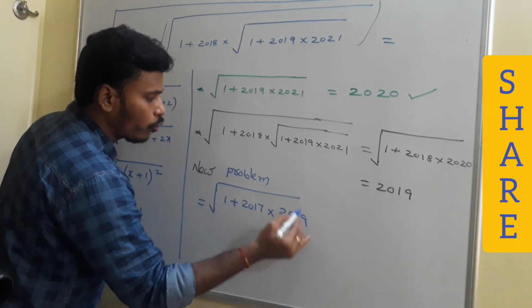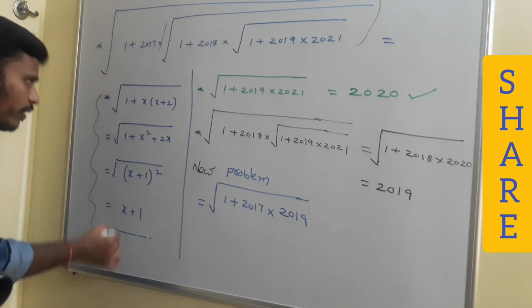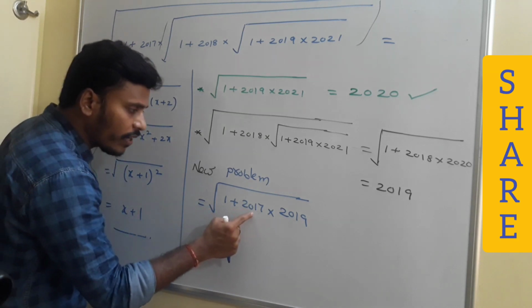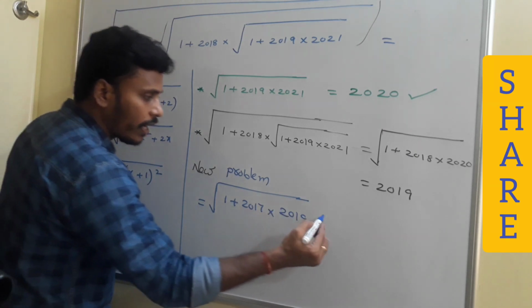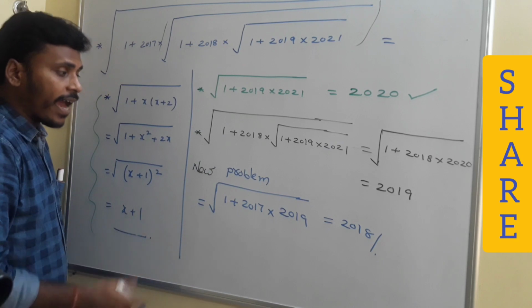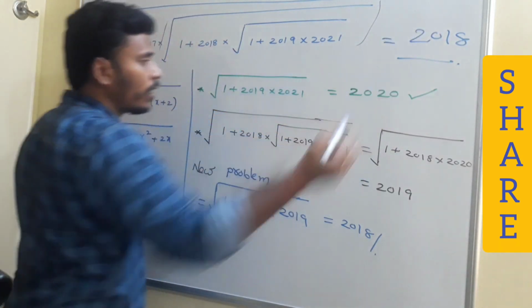So just replace it like 2019. Now again look at the problem and repeat the utilization of this technique. x plus 2, 2017 and it's plus 2. Your answer is the number which is in between these two. In the sense, your answer is 2018. Now at the end, for the given problem, your answer for the question is 2018.